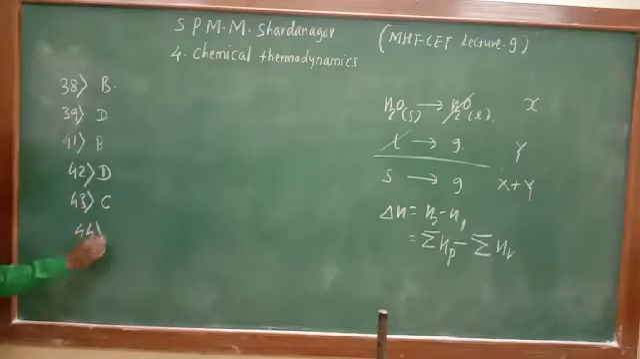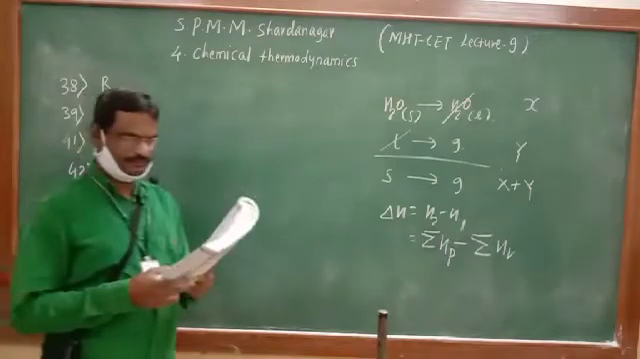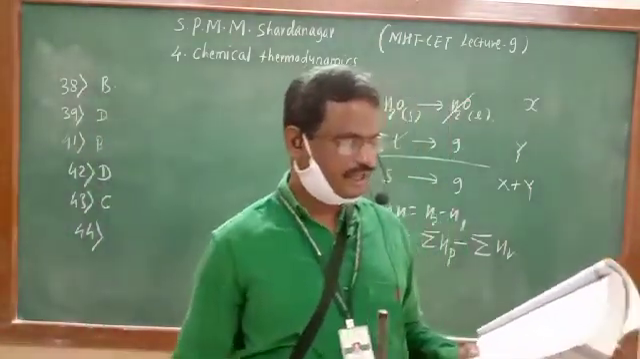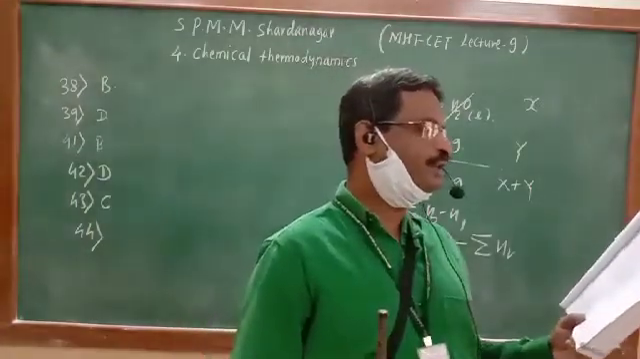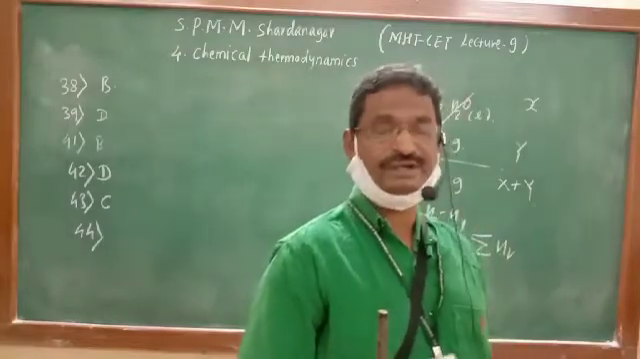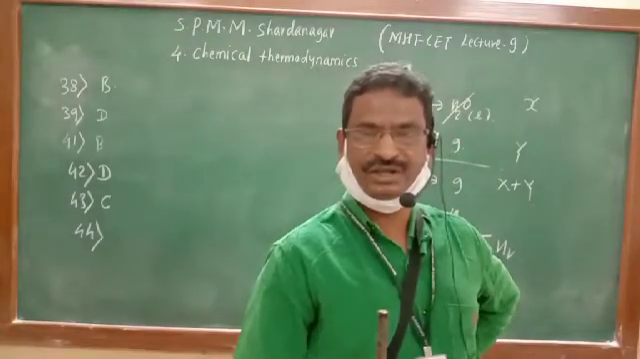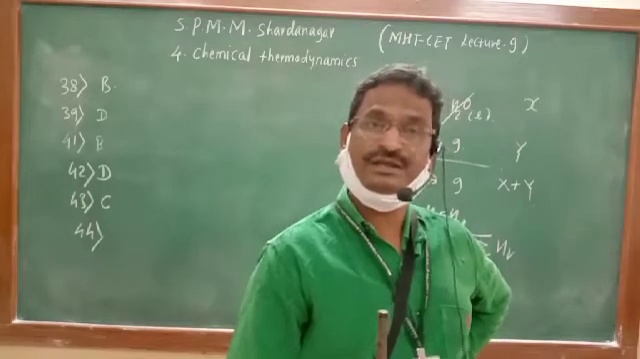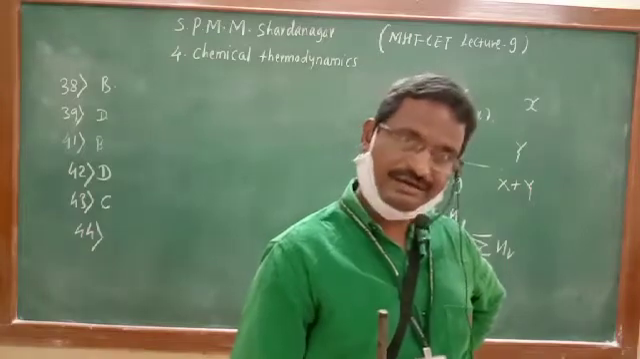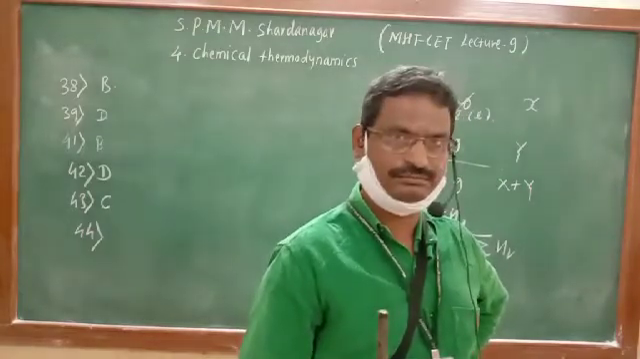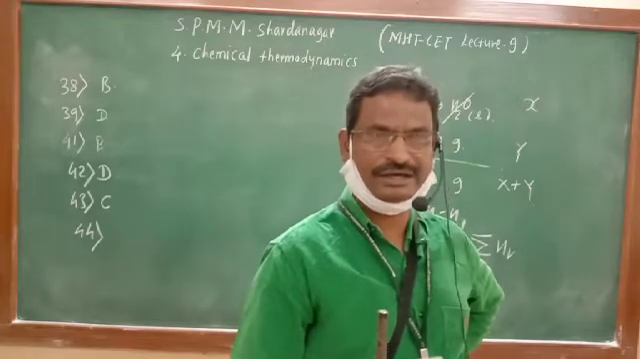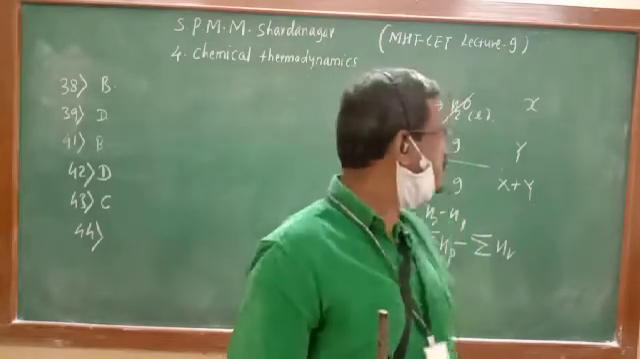Now question number 44. A chemical reaction in which heat is absorbed from surrounding with increase in enthalpy is called... Question on thermochemistry. The reaction which is taking place with increase in enthalpy. Reactants are converted to product and enthalpy increases.